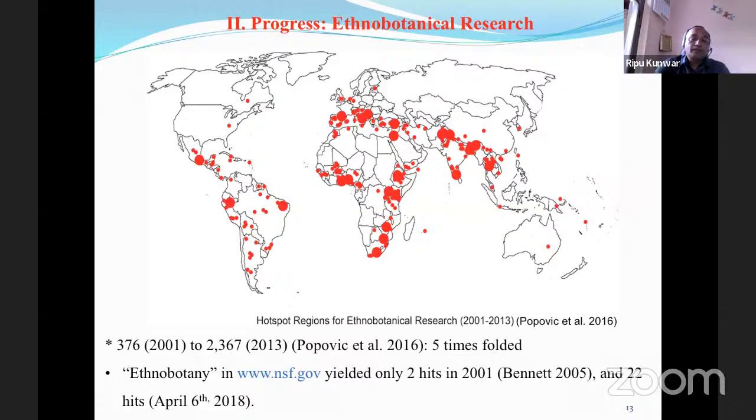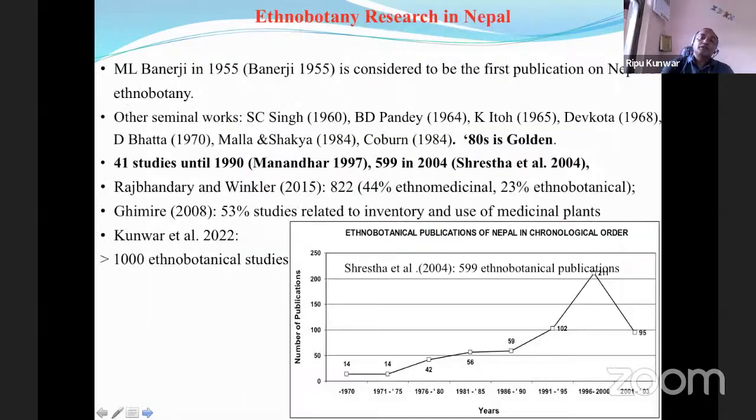And then the keyword hits in the National Science Foundation. I tried the ethnobotany keyword search on the National Science Foundation site, as tried by Bennett, and we found only 2 hits in 2001. Then I tried in 2018, and there were 22 hits on the NSF website. So this shows that research in ethnobotany and ethnomedicine has gradually increased.